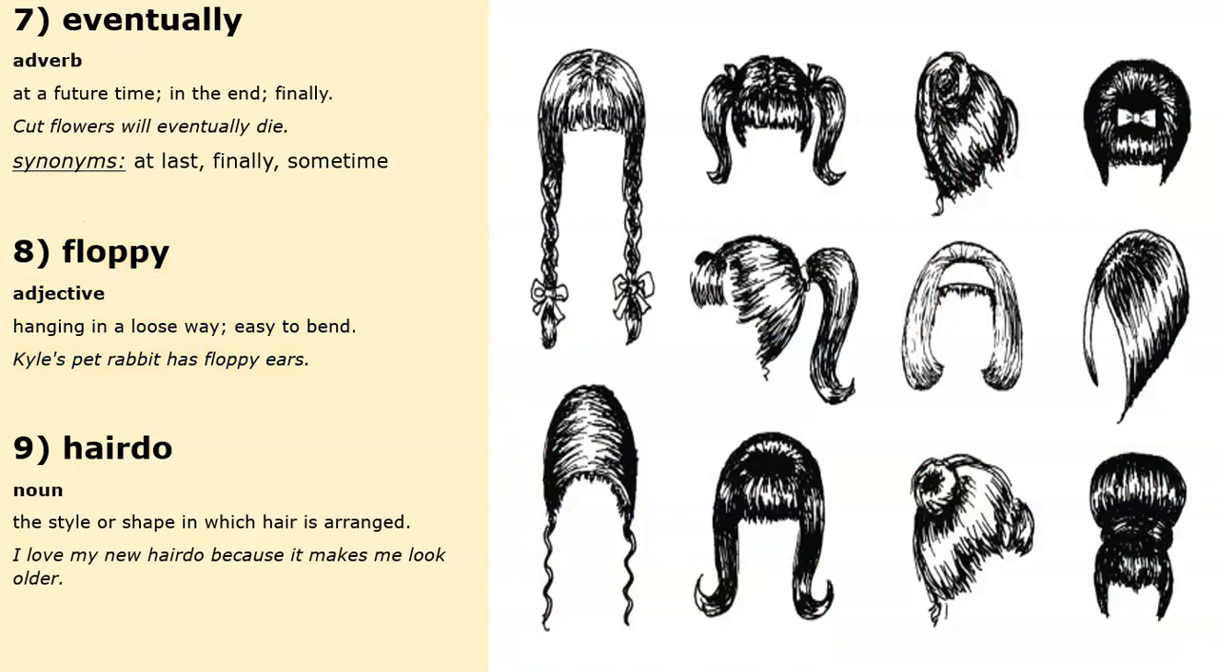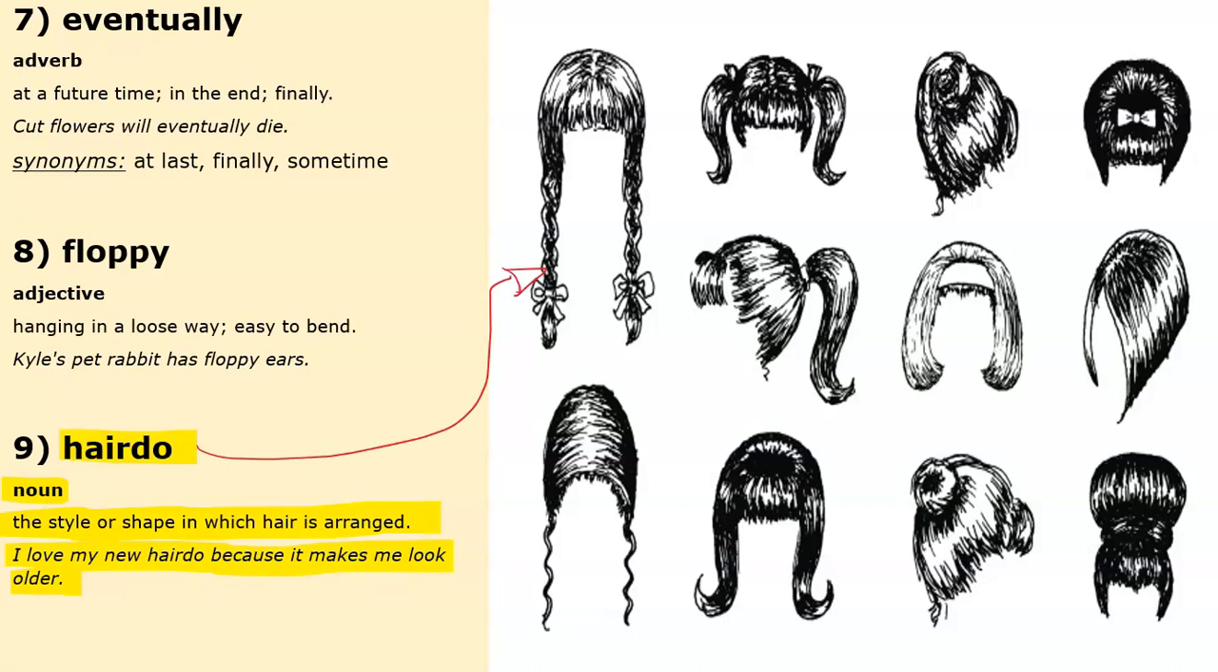Our next word is hairdo. Hairdo is a noun, and it's talking about the style or shape in which hair is arranged. So basically, it's what your hair looks like. That is your hairdo. For example, I love my new hairdo because it makes me look older. So everyone has a different hairdo. Everyone has a different hairstyle.